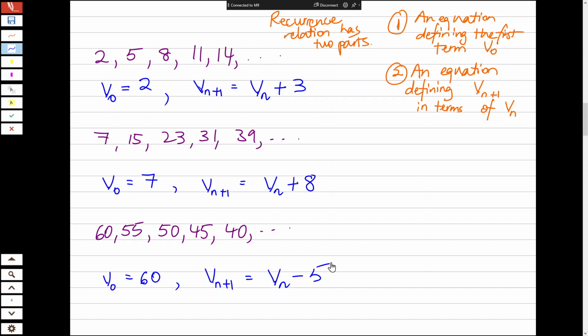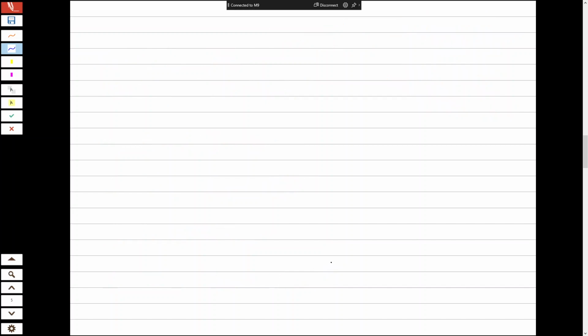All right. I've changed my mind. I'm going to do one more example and then let you do some work. So we can also use recurrence relations to generate sequences.